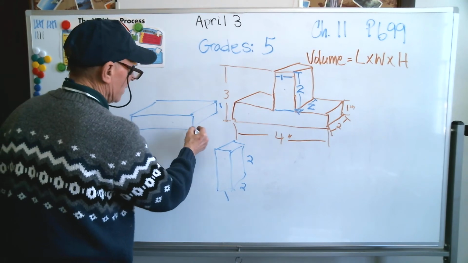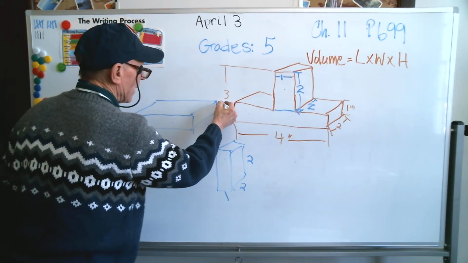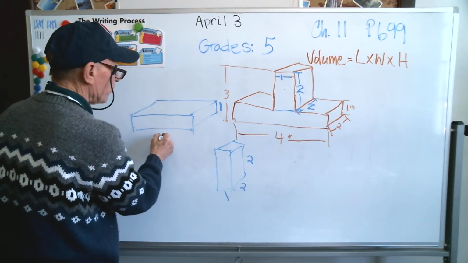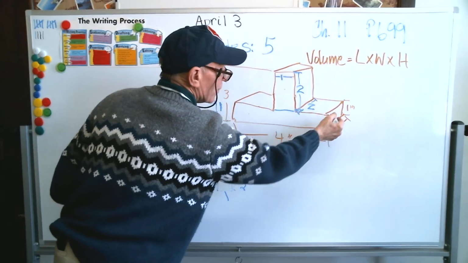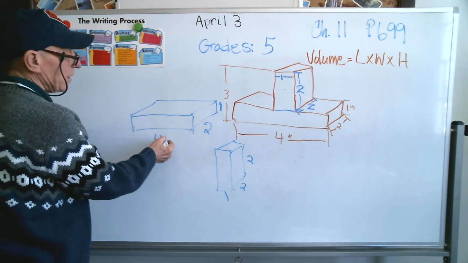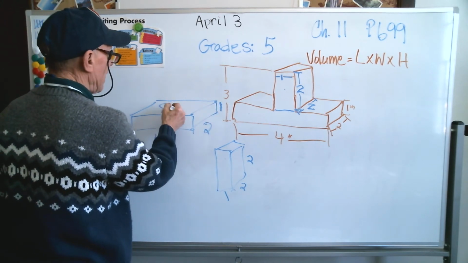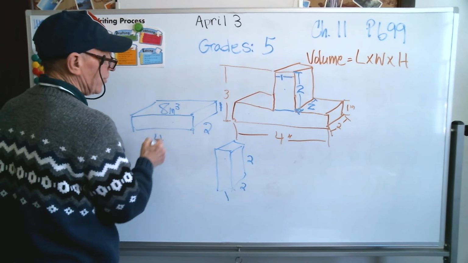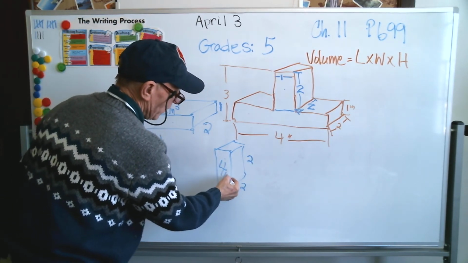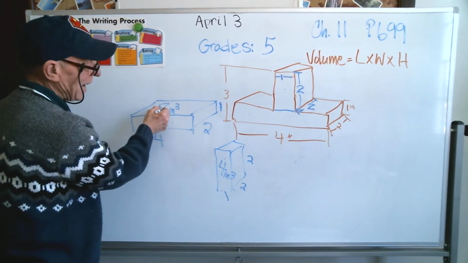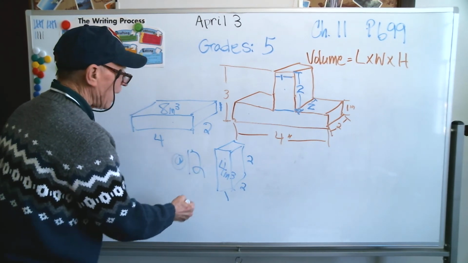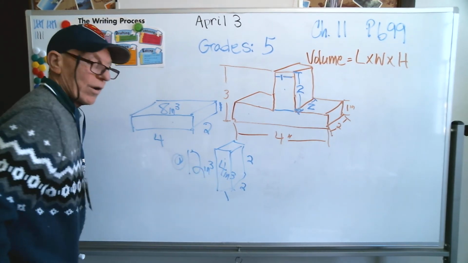So that's 1 inch. We know that across this whole thing is 4 inches. And we know the side is 2. So there's all our numbers. 4 times 2 is 8, times 1 is 8. 8 cubic inches. 1 times 2 is 2, 2 times 2 is 4 cubic inches. So we got 8 and 4 all together. 12. 12 cubic inches.